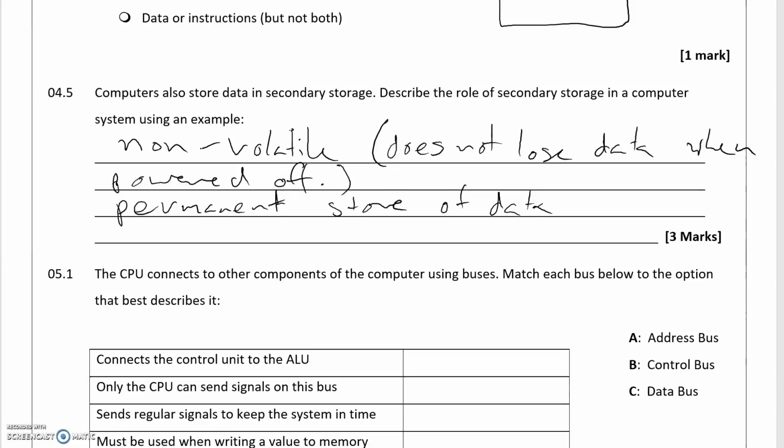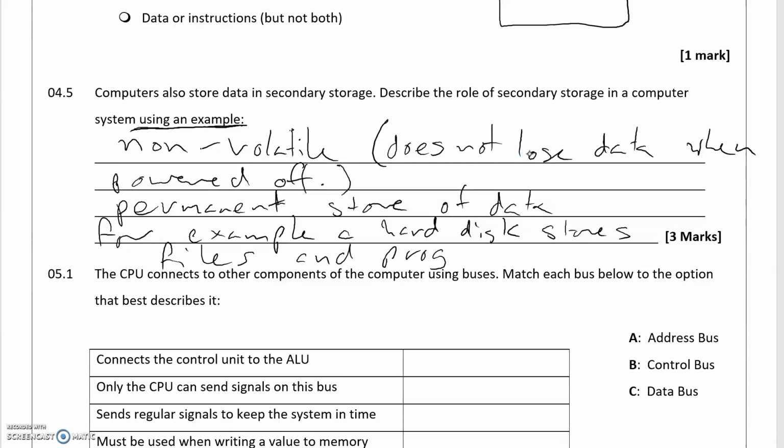And then the last thing was I asked you to use an example. So you could say, for example, a hard disk stores files and programs. Equally, instead of hard disk, you could have said USB stick, or you could have said an optical drive, or CD-ROM, or DVD. That would have been absolutely fine. So that concludes question 4.